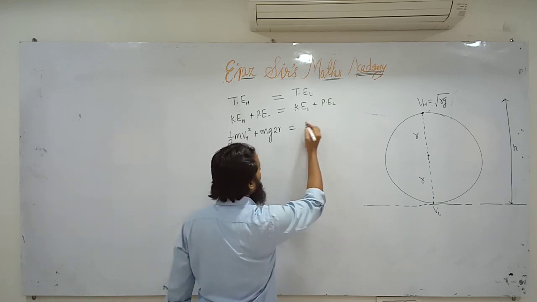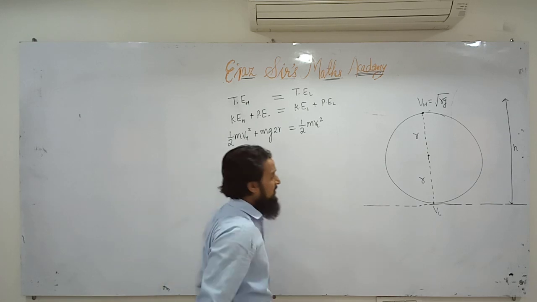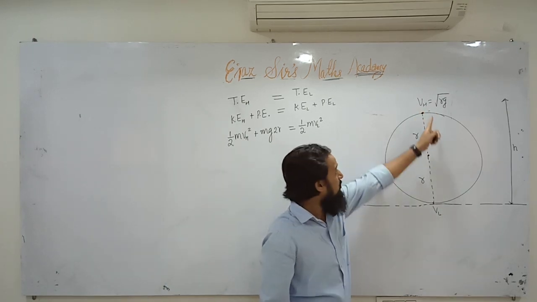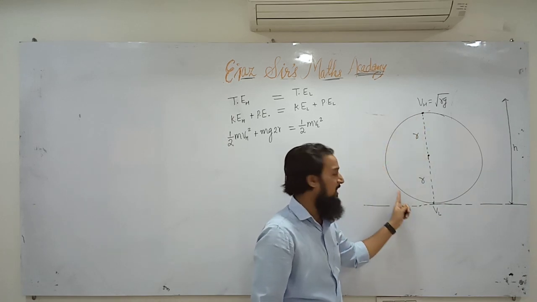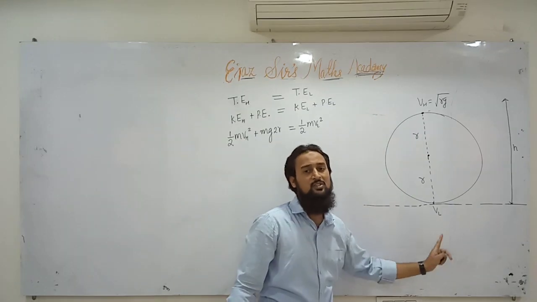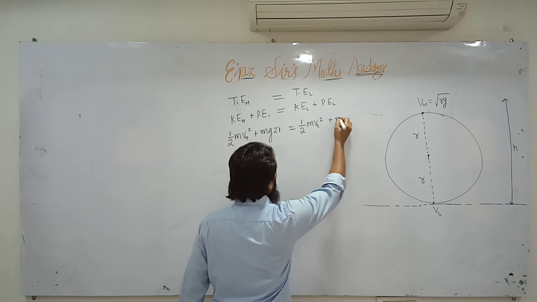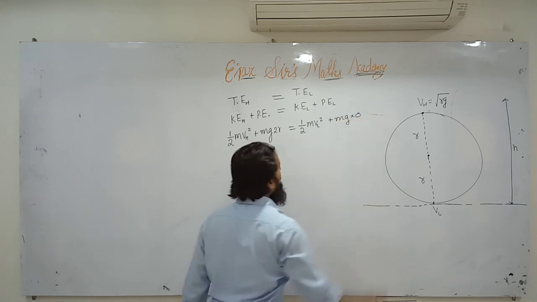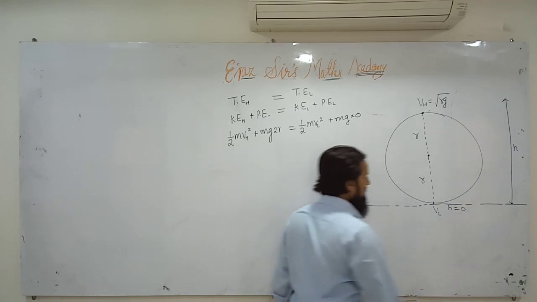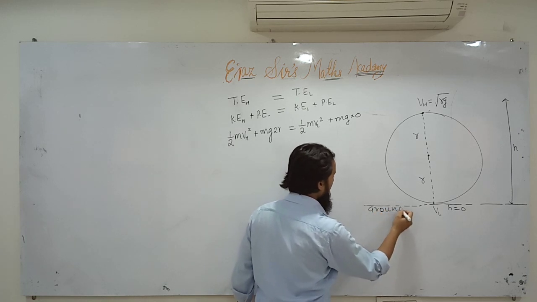Here kinetic energy at the lowest position will be half m velocity at the lowest position square. Which velocity will be greater, VL or VH? VL will be greater because the object is falling down from a particular height. Its velocity will go on increasing, and that's why at the lowest point its velocity will be maximum. Plus potential energy will be m into g into h, which is 0. Height is 0. At the lowest point height is 0. We have to imagine that the stone is at the ground level. It just touches the ground.